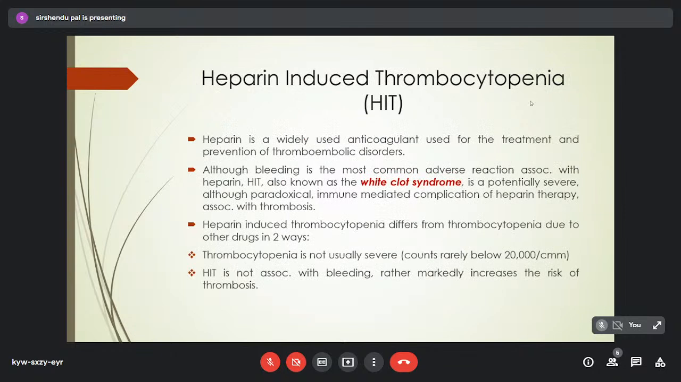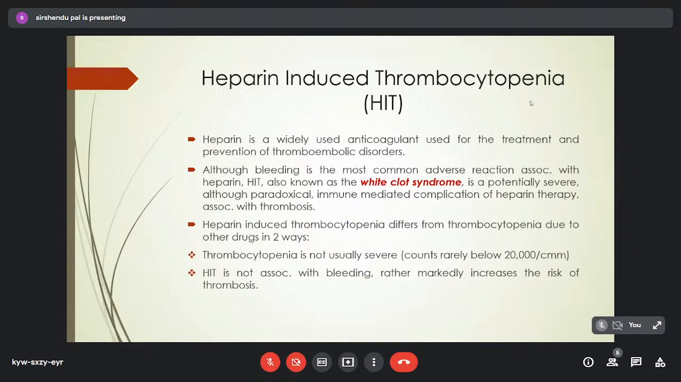Now coming to an important topic, that is heparin-induced thrombocytopenia. It is an important topic in the present scenario because heparin is widely used as an anticoagulant for the treatment and prevention of thromboembolic disorders. Although bleeding is the most common adverse reaction, heparin-induced thrombocytopenia, which is also known as the white clot syndrome, is a potentially severe, although paradoxical, immune-mediated complication of heparin therapy, which is associated with thrombosis.